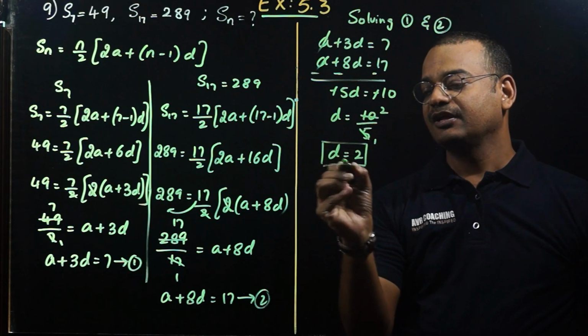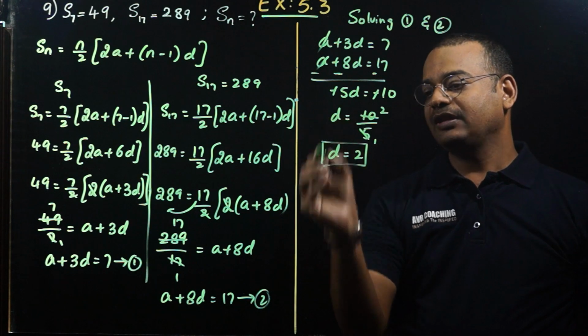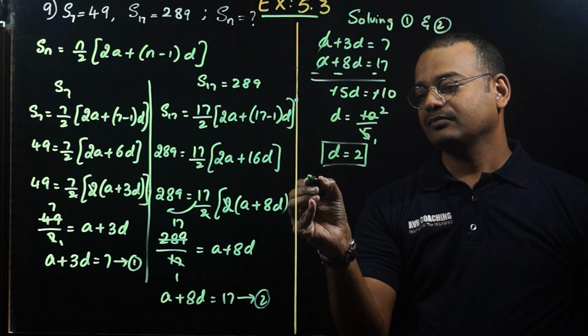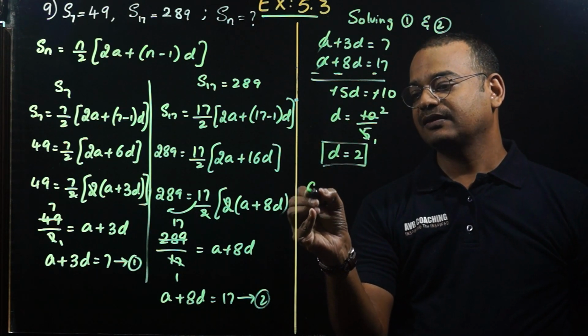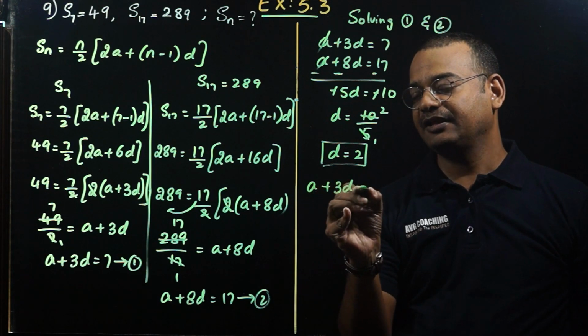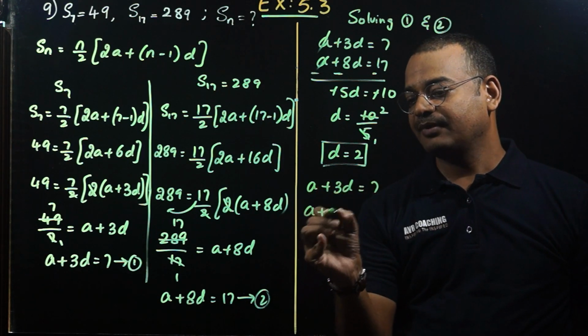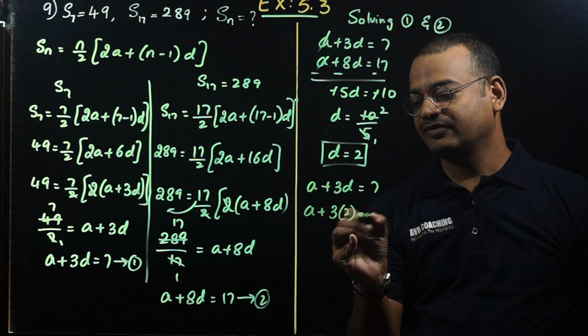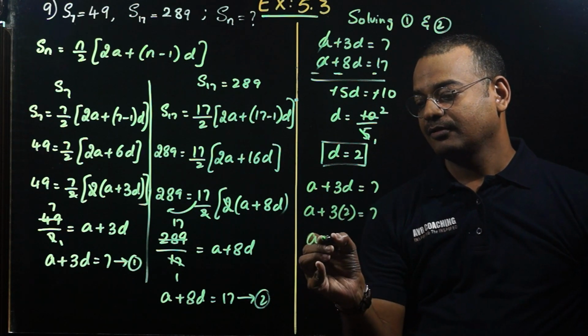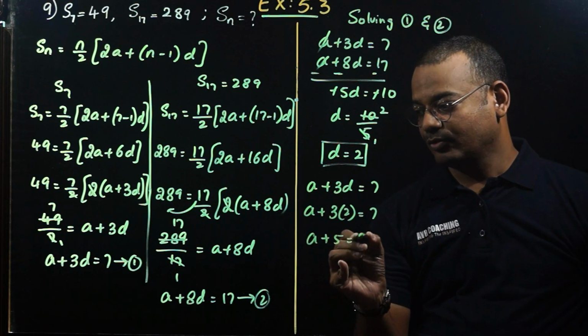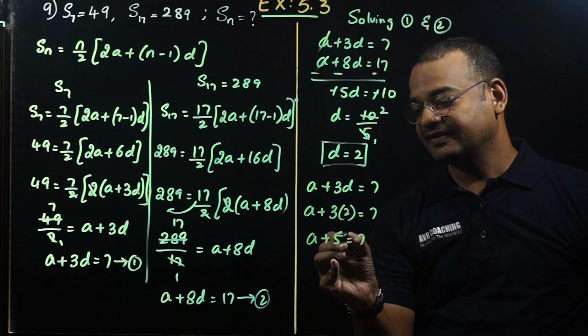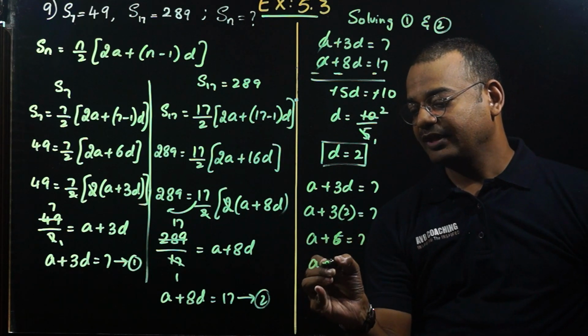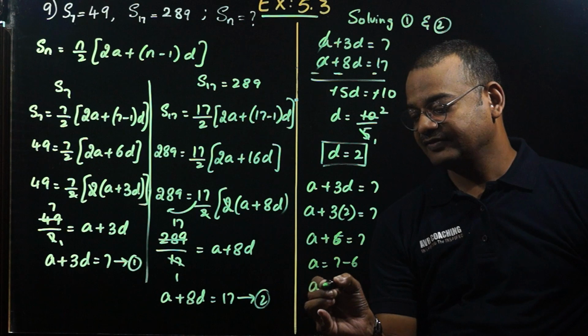Now substitute d equal to 2 in equation 1. So equation 1 is a plus 3d equal to 7. So a plus 3 into 2 equal to 7. a plus 6, since 3 twos are 6, equal to 7. So a equal to 7 minus 6, a is equal to 1.